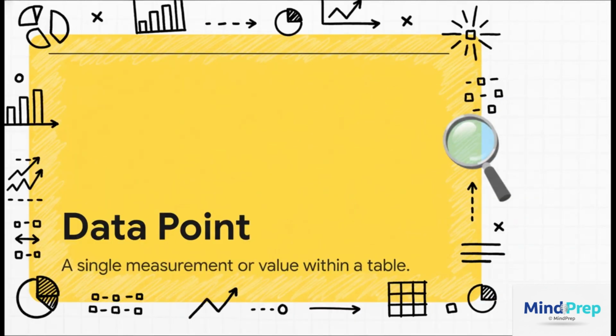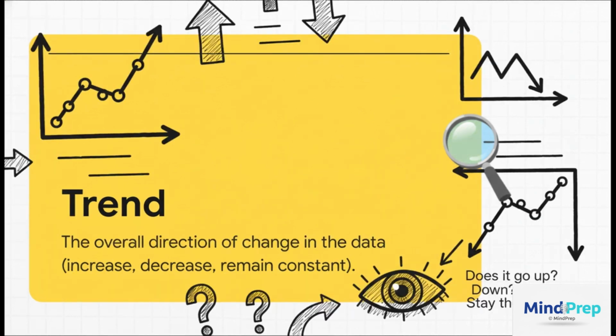Next, we've got the data point. Every single number sitting inside that grid is a data point. It's just one specific measurement. Your job on the ACT isn't to understand the complicated science behind it. It's just to find the right number that the question is asking for. That is it.